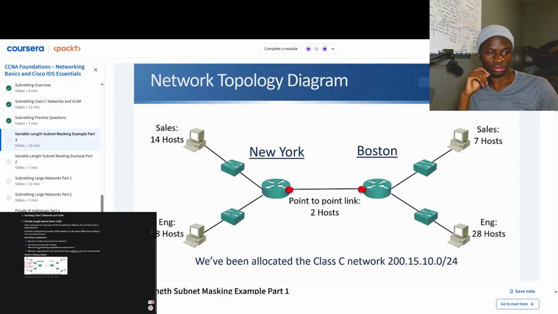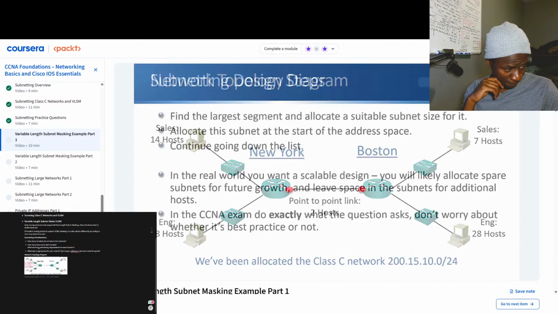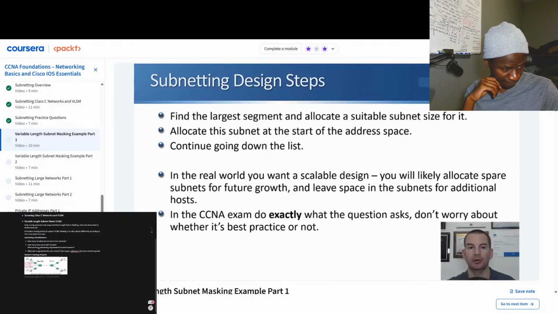Another thing that we need to do is don't forget about our point-to-point links between the routers. They need to have connectivity between each other, so they're going to need IP addresses too. It's a point-to-point link, so we've just got two host IP addresses there. The outside interface on the New York router is connected to the outside interface on the Boston router. So that was our requirements.